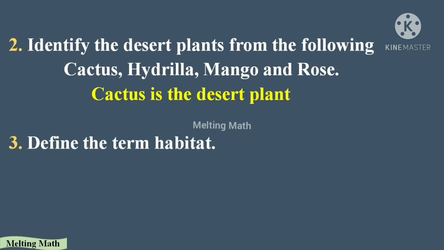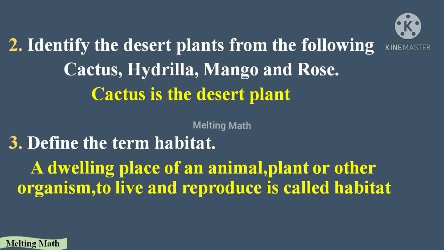Next see the third one, define the term habitat. So we know it as a dwelling place of an animal, plant or other organism to live and reproduce is called the habitat. Dwelling place is nothing but I already told, it's a home place of a plant and animal or some other organisms. Okay, this is a definition.